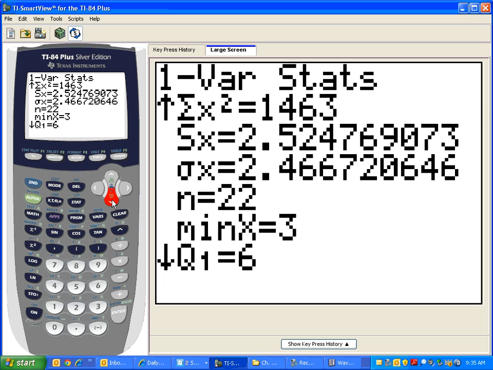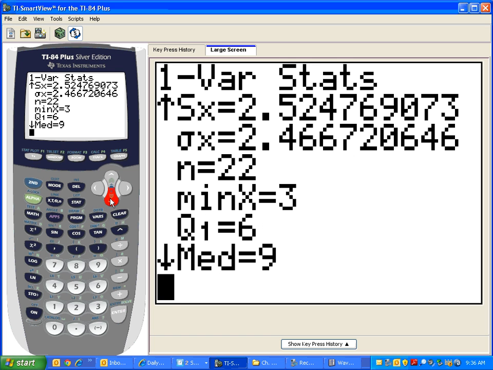Q1, do you remember doing box and whisker plots in Algebra 1 maybe? Yeah. That stands for your lower quartile or your first quartile. Quartile, fancy talk for a quarter, which means 25% of you, 25% of the 22 students in this room will watch between 3 and 6 hours of television. True story. Median, that's 9, which means that 50% of you will watch between 3 and 9 hours of television.